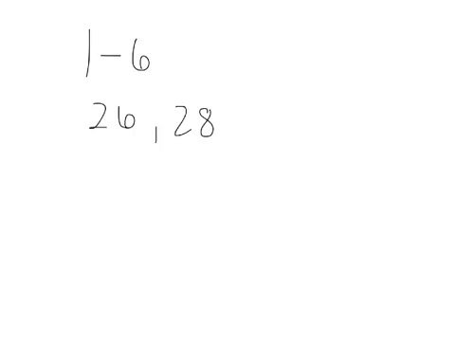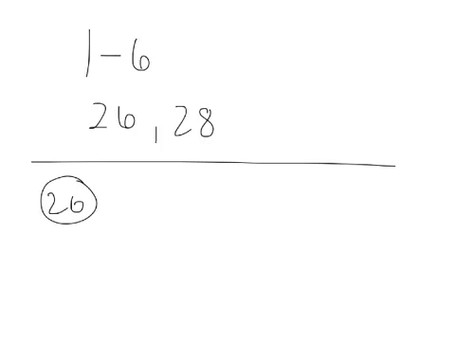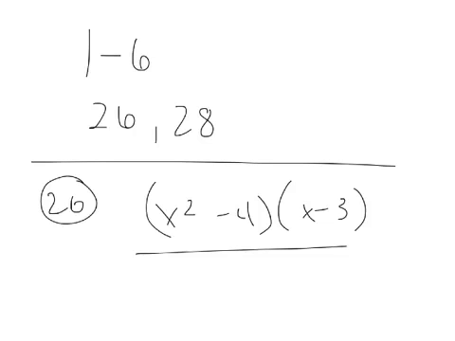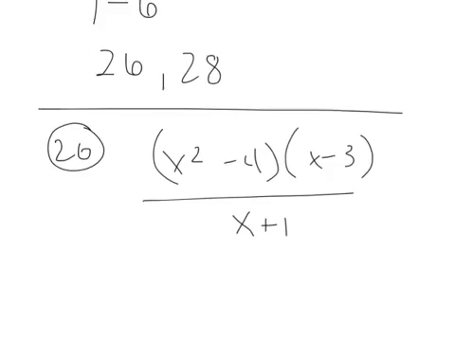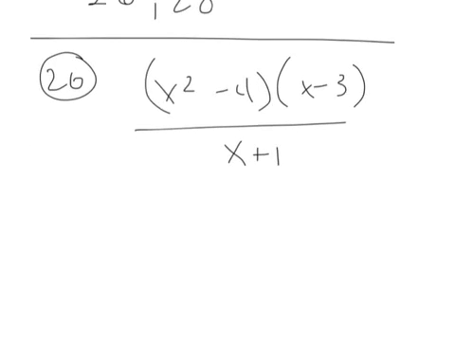Evaluate the expression for the given values of the variable. All right, so we're just plugging in numbers. Let's take a look at this one. For 26 first, we've got the quantity x squared minus 4 times the quantity x minus 3 all over the quantity x plus 1. And we're told that for number 26, x could take on 3 different values: 1, 2, or negative 2.